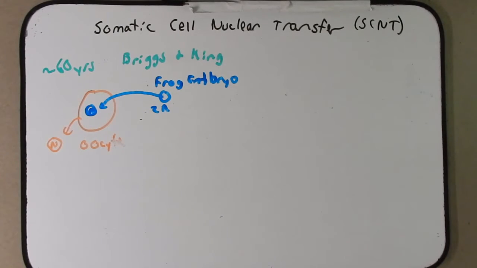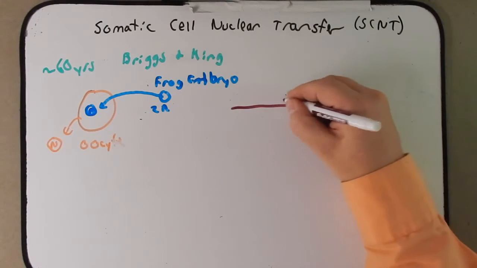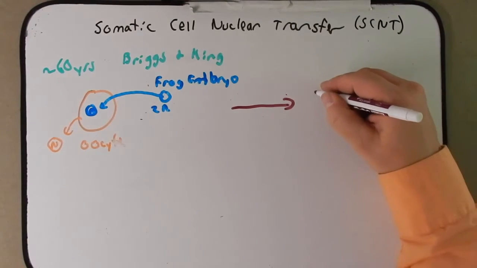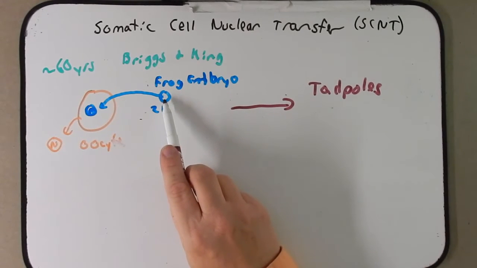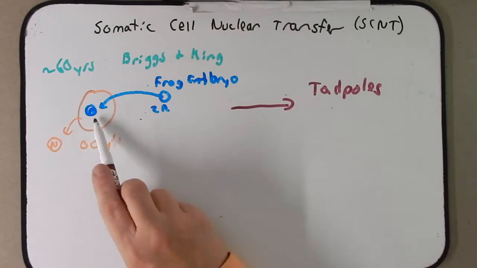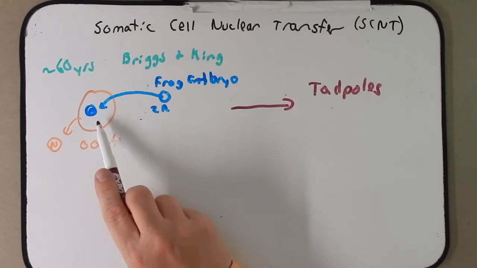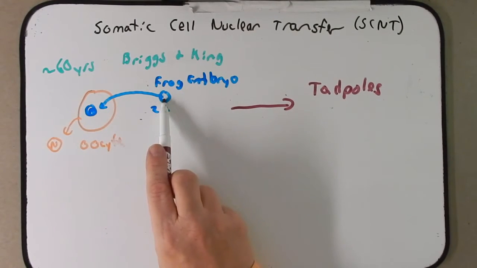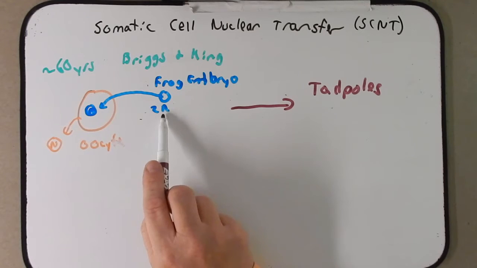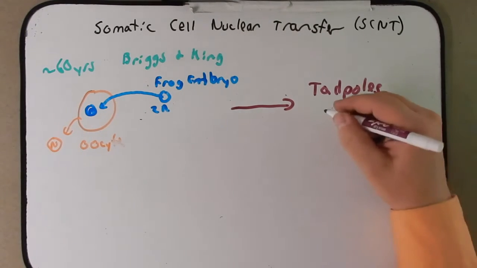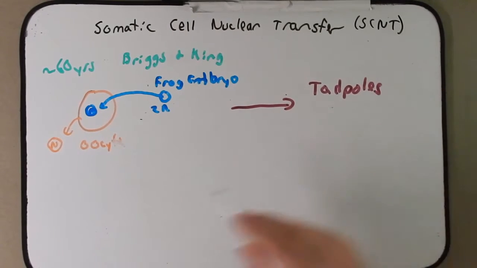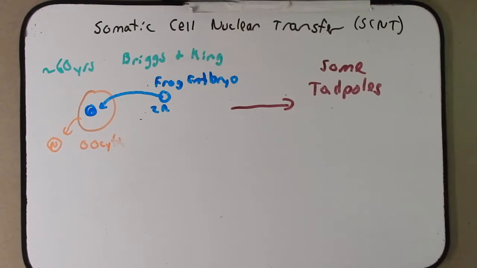What they discovered when they did this was that some of the frogs would form tadpoles. So somehow the genetic information in this frog embryo nucleus, when placed in this oocyte, was enough to remind the oocyte how to become a tadpole. It wasn't incredibly efficient. Not everyone formed a tadpole, just some of them did. But it was enough to prove the point that the nucleus could somehow remember.